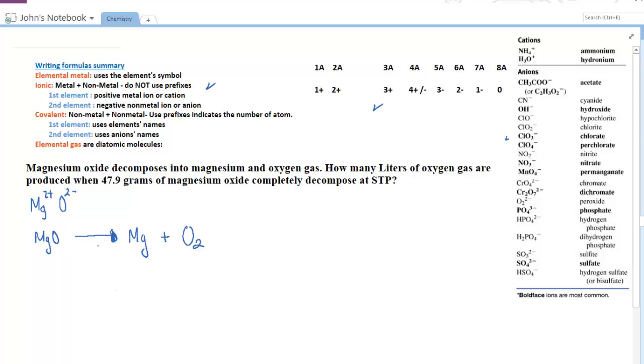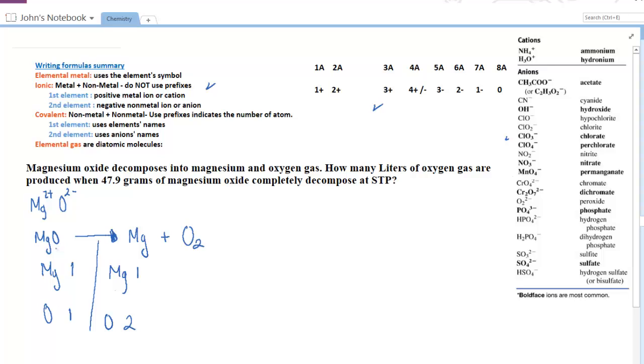Now, is this chemical equation balanced? Let's check it out. We have MgO. In this case, we have 1 Mg and 1 O. Over here, 1 Mg, but we have 2 oxygen. So, of course, we're going to balance the oxygen. Here we have 1 oxygen, and here we have 2 oxygen.